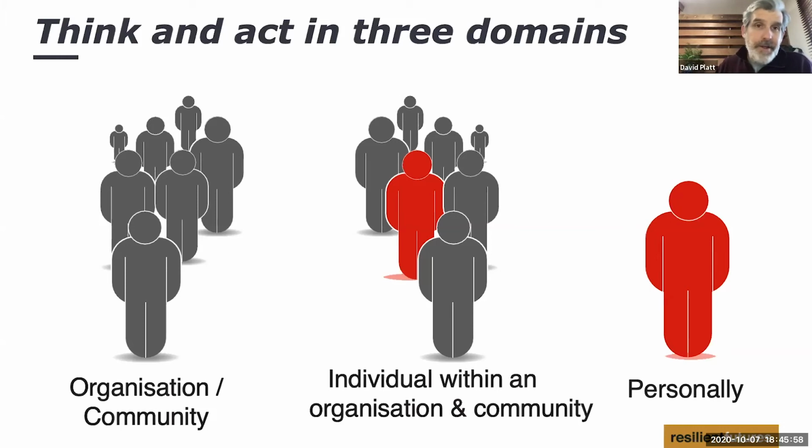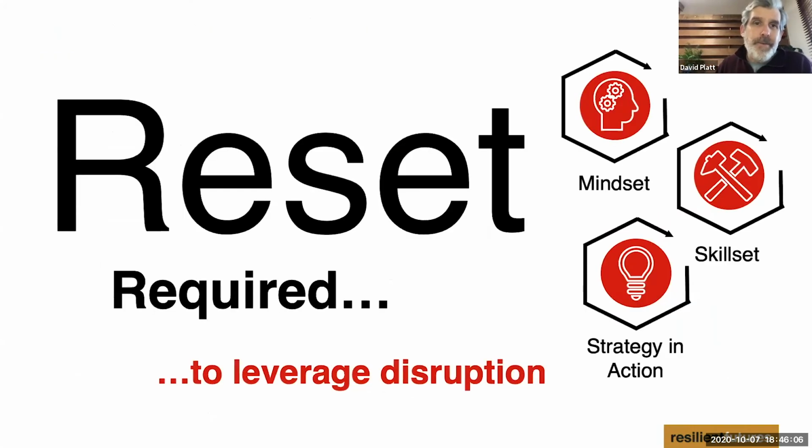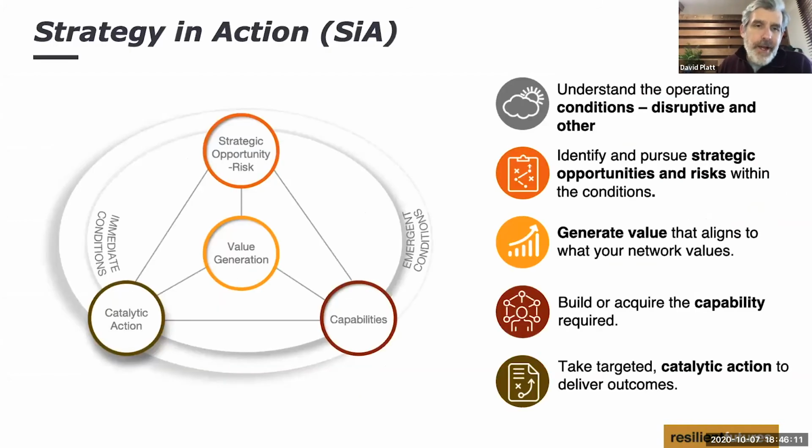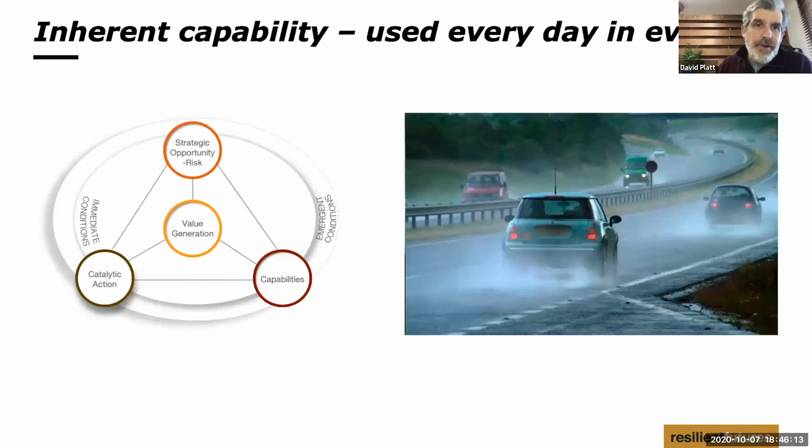Which is part of why it's exhausting to deal with disruption, because you're not just dealing with it in isolation, particularly if you're open and awake to the whole system's view. So there's a bit of a reset required. We use the strategy and action framework as a way of doing that. Our assertion is that we all use this intuitively anyway, so it's just waking up the brain to practicing it in a more conscious way.